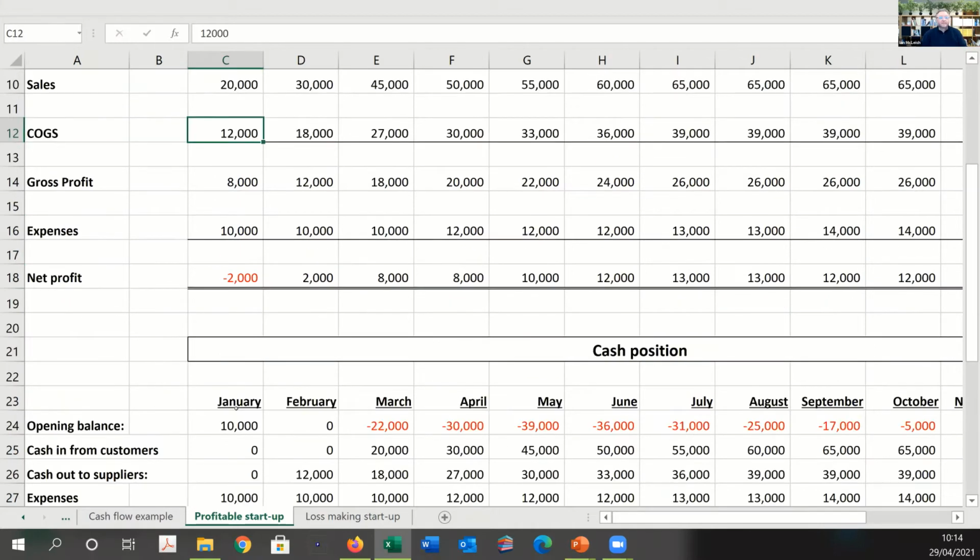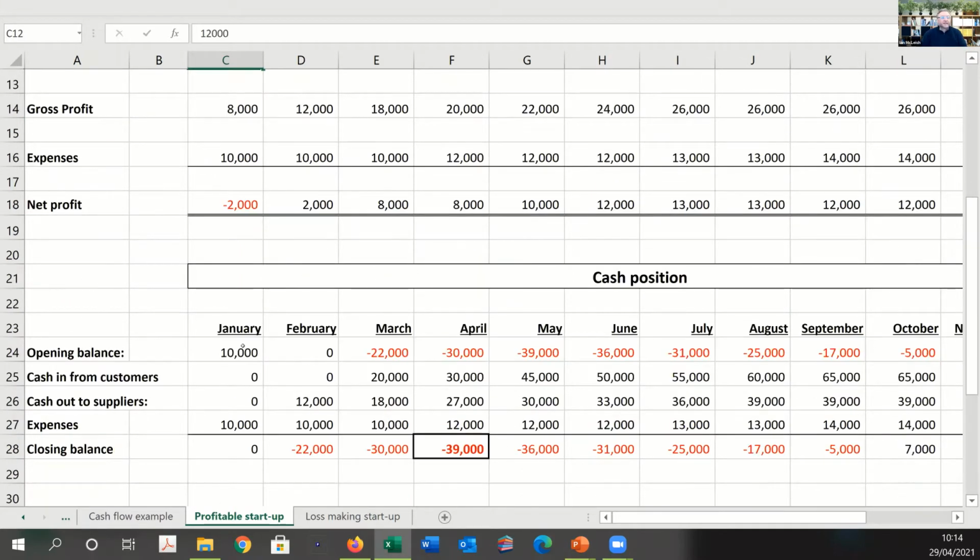What's the cash position? Well, we're saying he started in January with 10,000 in the bank, for the sake of argument. Nothing's come in from customers because they've got 60 days. He hasn't paid any suppliers because he's got 30 days. But he's got his expenses, like rent, heat and light, and salaries, etc., so they have to be paid out in the month. So at the end of the month, he's got nothing in the bank.